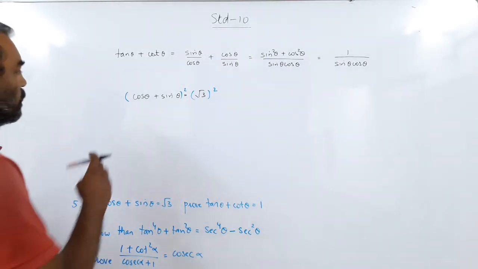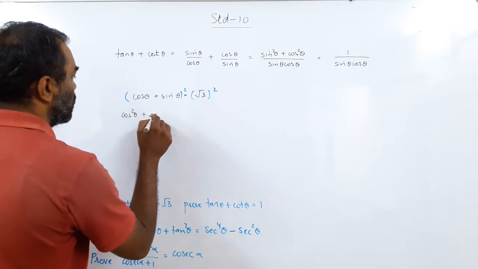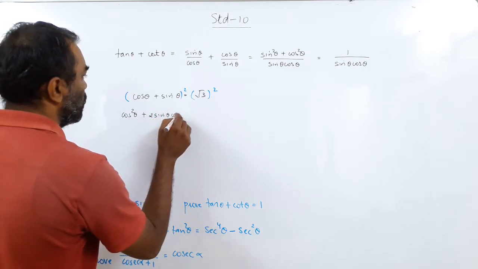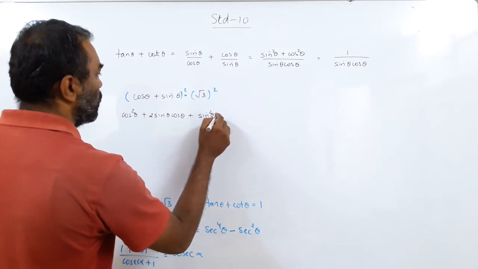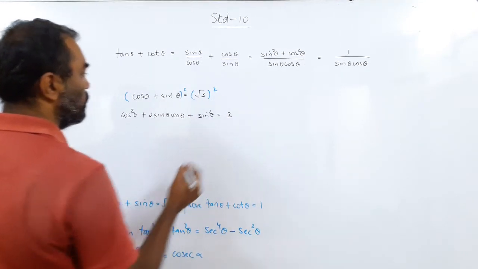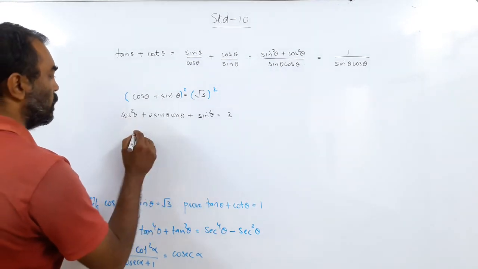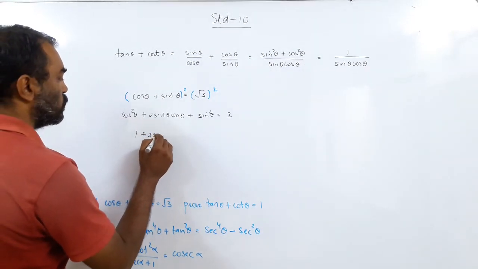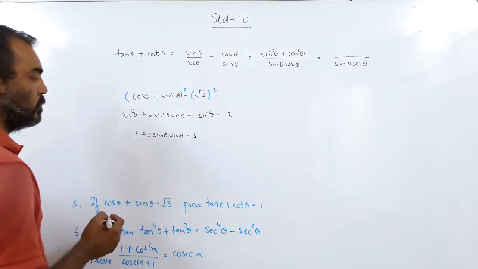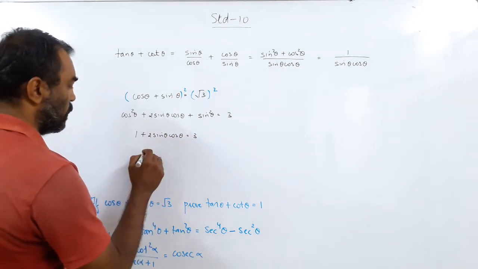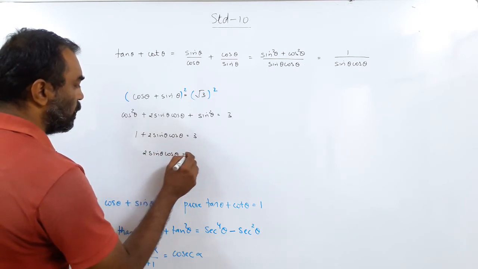So I will get cos square theta plus 2 sin theta cos theta plus sin square theta, root 3 square is 3. Cos square theta plus sin square theta is 1. So 1 plus 2 sin theta cos theta equal to 3. 1 goes on this side. So 2 sin theta cos theta equal to 2.